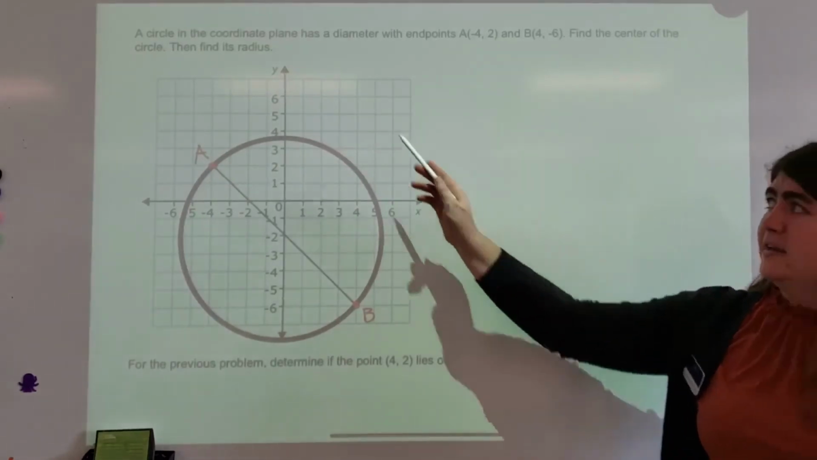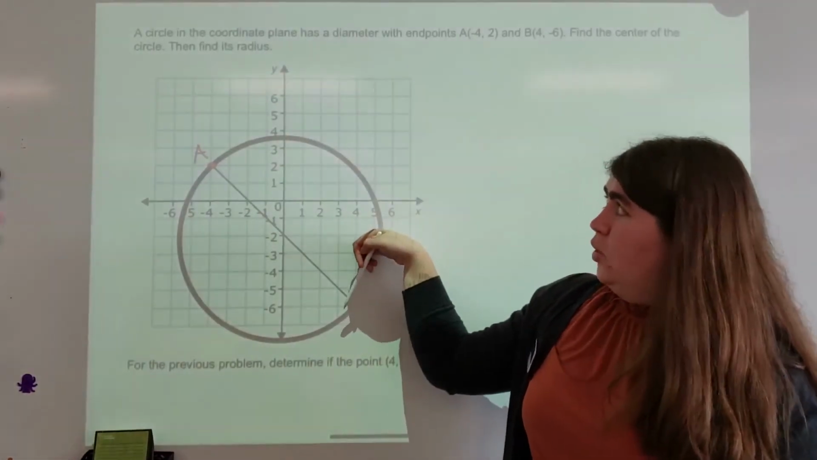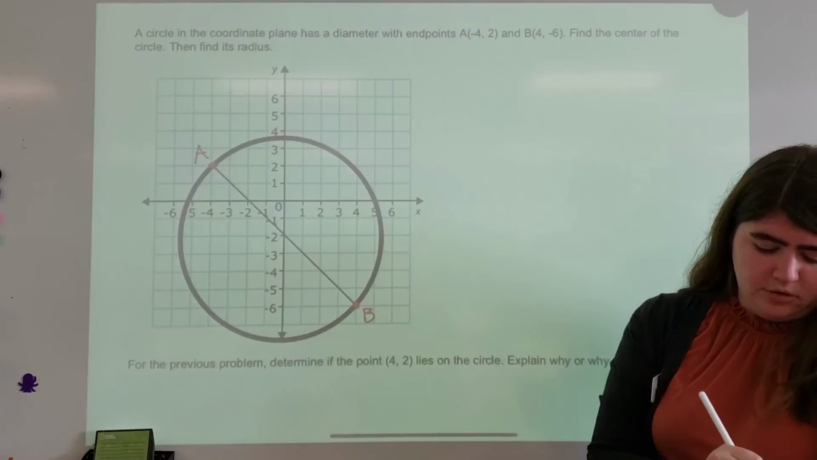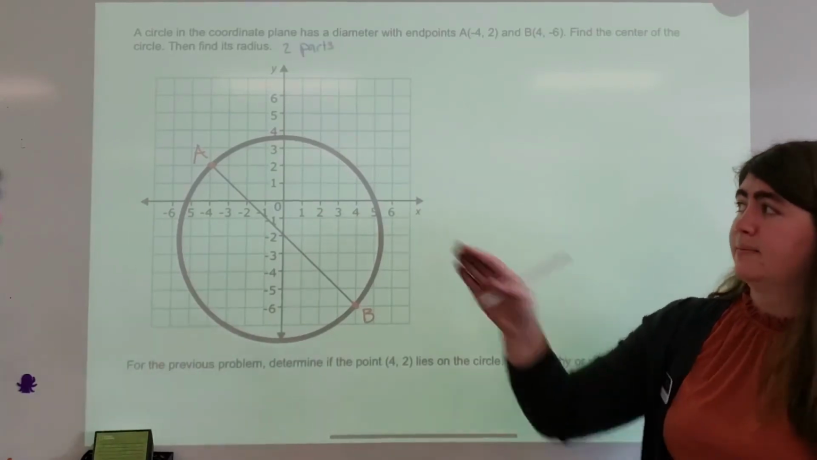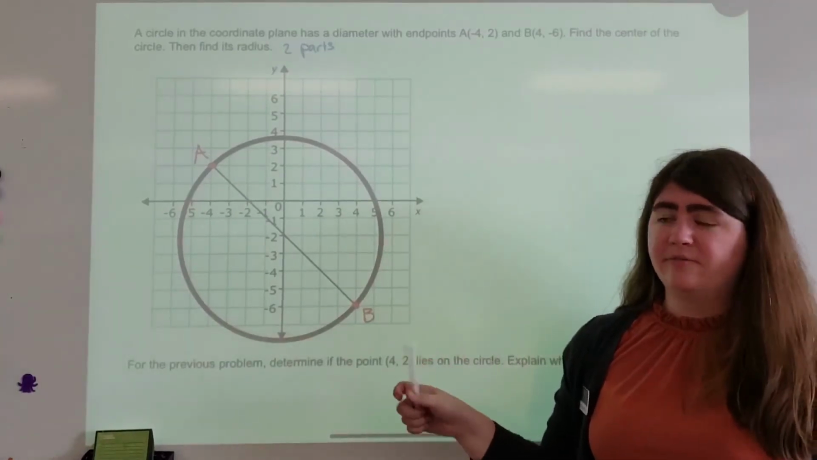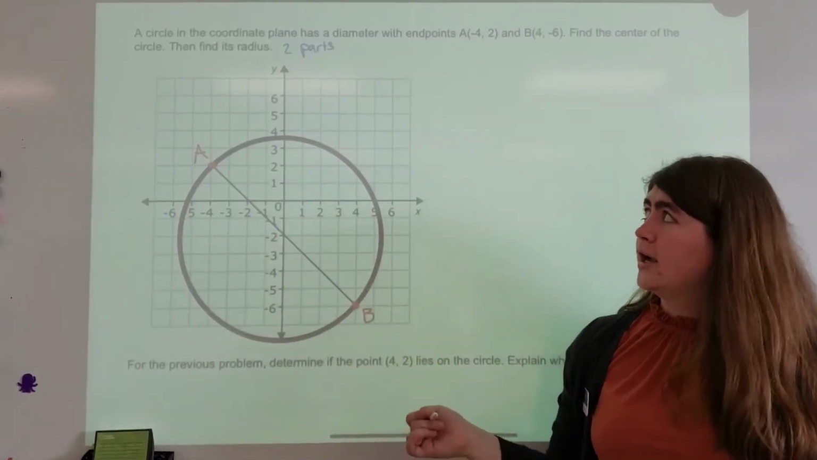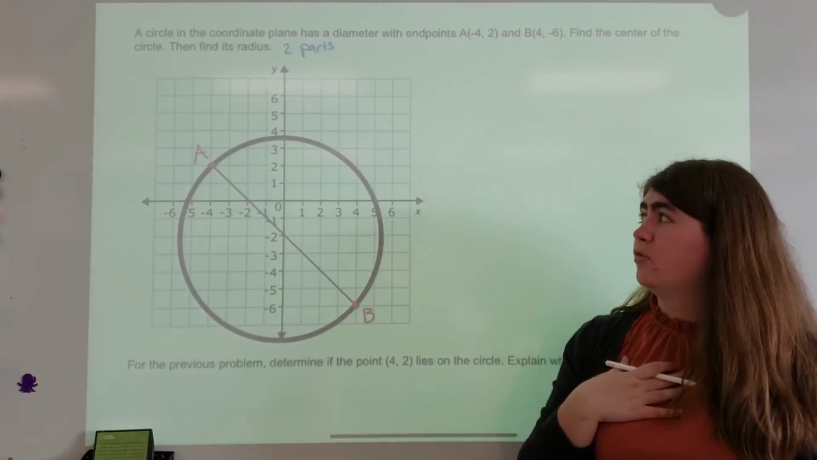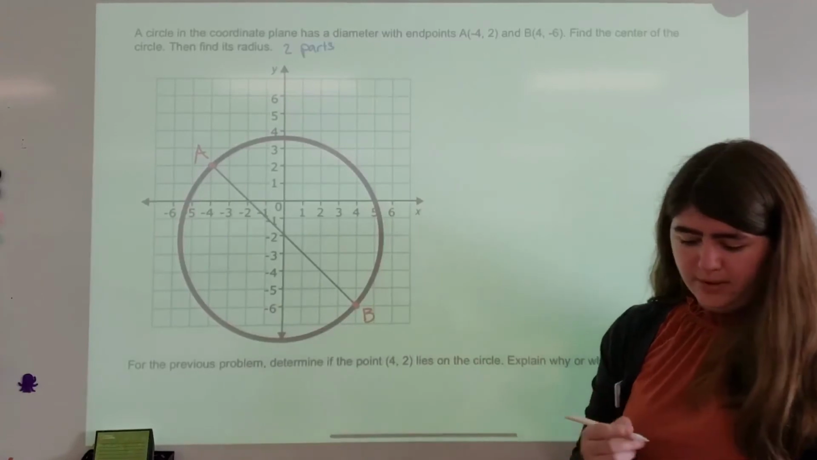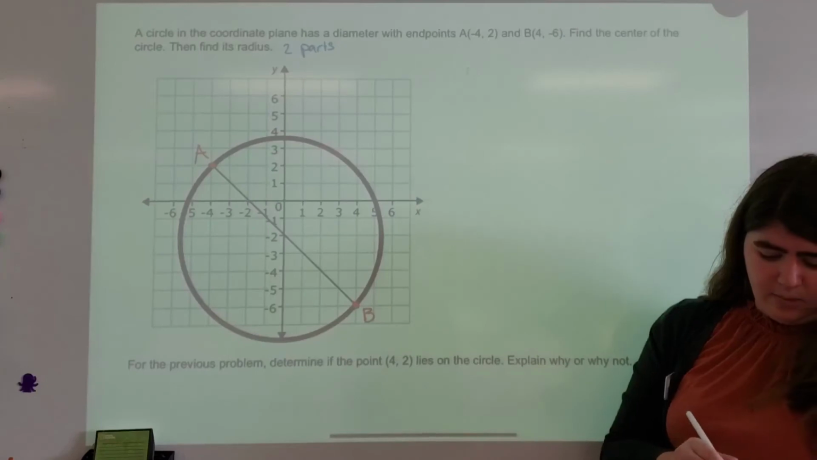So to find the center, I'm trying to find the midpoint of this line, or split it into 2 parts. We have 2 options. We can either partition a segment, so count and divide, or I can use my midpoint formula. I think the midpoint formula might be a little quicker in this problem, so that's what I'm going to start with. I'll call the center point C.